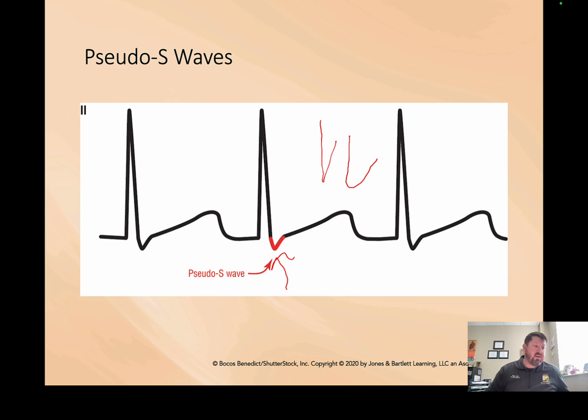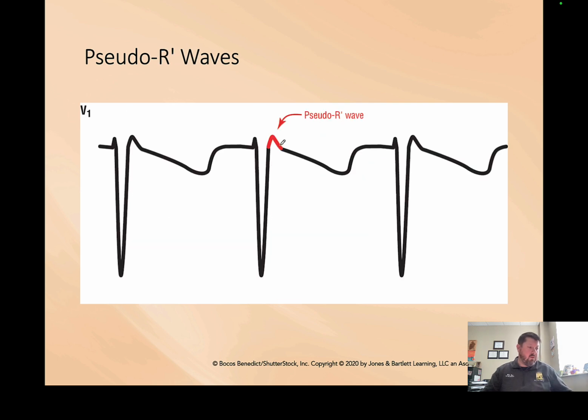The terms pseudo S wave and pseudo R wave are used because the two waves appear to be S waves and R waves, but in reality they're not. In leads 2, 3, and AVF, the retrograde P wave may appear as a slurred S wave. We're doing rhythm analysis right now. We're not in 12 lead yet, so we're not looking at the other leads. We're just going to look at it in lead 2. In lead V1, the retrograde P wave may appear as a slurred R wave, and that's something we'll point out later. But for now, in lead 2, you would mainly just see the pseudo S wave. And the pseudo R wave is what we see here.